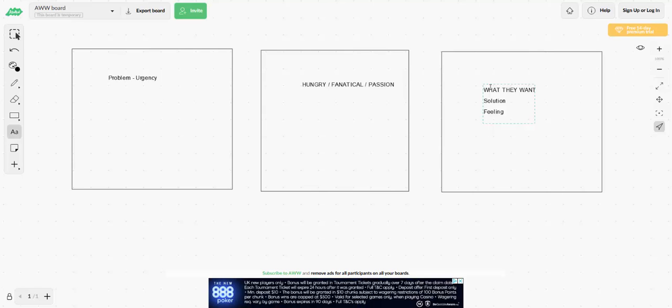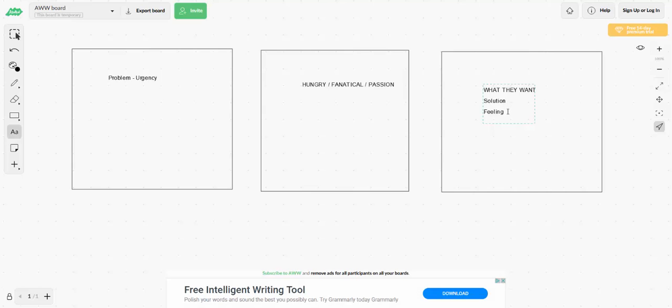A diet plan hits all of these. Okay, so say you've been told by the doctor to lose weight urgently, otherwise you've only got 6 months to live, that hits that urgent box. And then you're going to be hungry, fanatical, passionate, or scared. I don't mean you'll be all four of them, but you'd be scared. You'd be like, oh, I need to lose weight. And what they want is a solution, something that can help them to lose weight, and the feeling that they're going to get from achieving that and being healthy and saving their life.